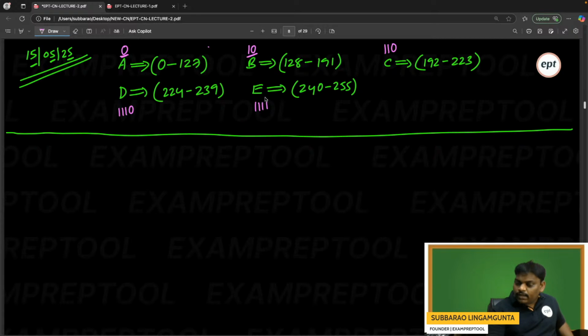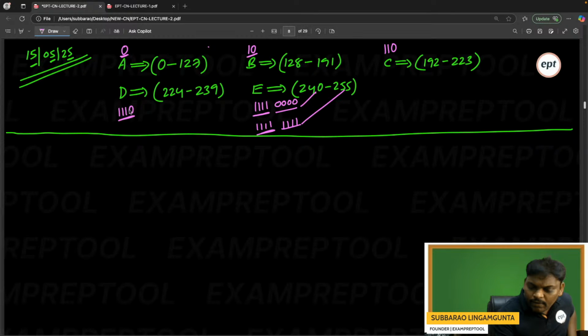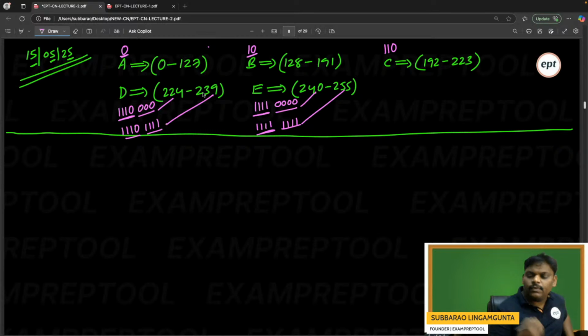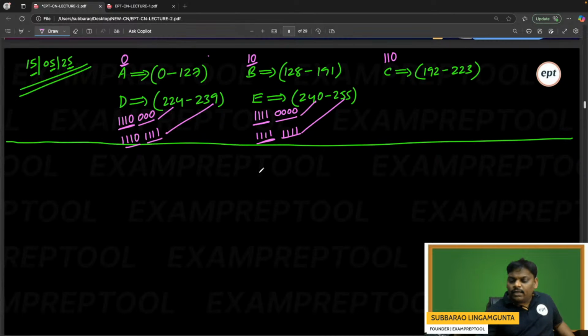Some people are asking: it is already 4 ones, what about the remaining 4? 4 zeros, then you will get the minimum. Already 4 ones, what about the next 4? All ones, then you will get the maximum. In a similar way, the first 4 bits are 1110, and the remaining 4 bits all 0, then you will get this. So 1110 followed by all ones gives the maximum. If you have a little doubt, you can do it like that.